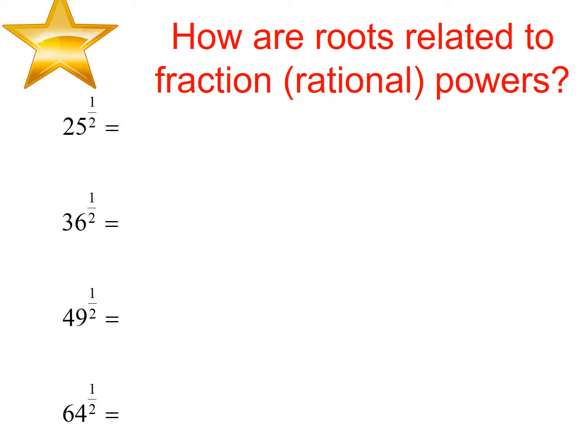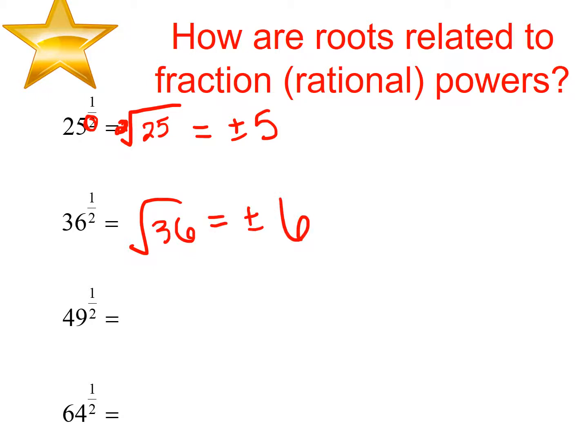So the question is, how are roots related to rational powers? And we talked about it a little bit on this last slide. But 25 to the 1/2, just like we did 9, is the same thing as the square root of 25. So that denominator becomes the root that we're taking, or the radical's index. So 25 to the 1/2 is the same thing as the square root of 25, and the square root of 25 we know is plus or minus 5. So then 36 to the 1/2 naturally would be the square root of 36, which is plus or minus 6.